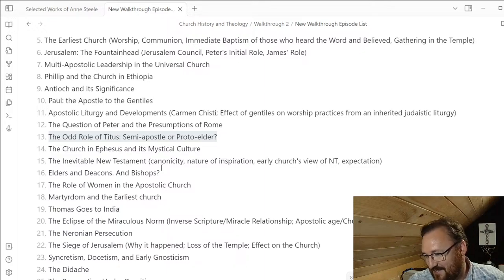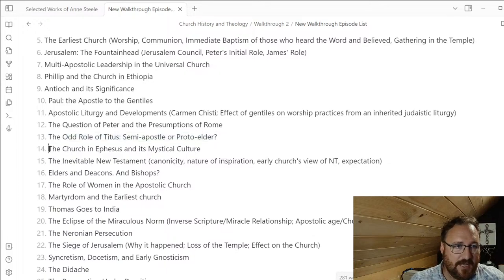The odd role of Titus, semi-apostle or proto-elder. What in the world is going on there? Because we seem to have a certain way in which the roles during the apostolic era are squishy and adaptive. So I just find that fascinating. So I want to spend a whole night on that. The church in Ephesus and its mystical culture. Ephesus was the center of magic in the ancient world. I think it is owed an entire episode, especially considering the epistle to the Ephesians.